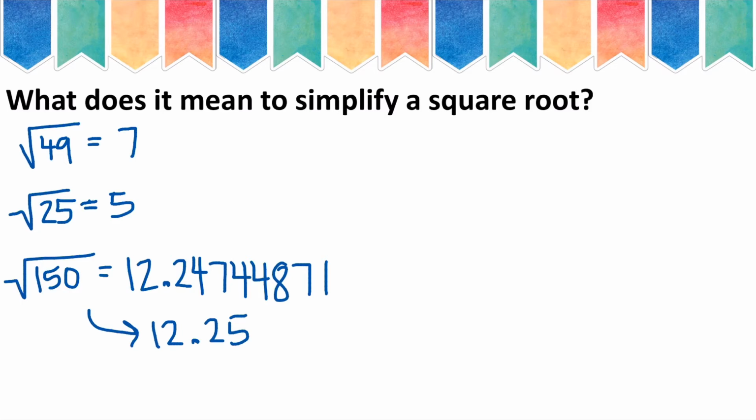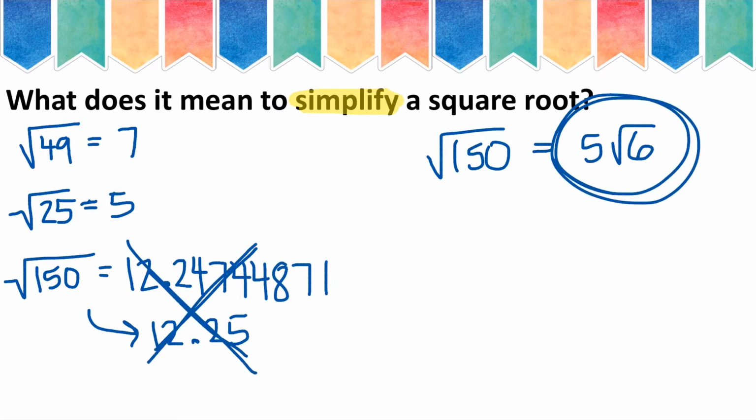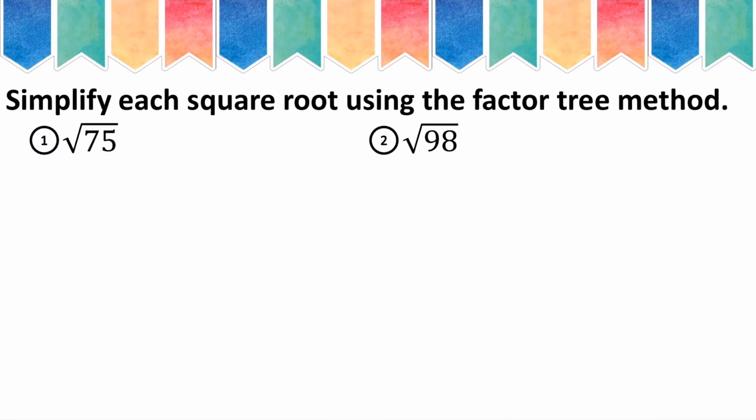So when we discuss what it means to simplify a square root, we are talking about how we can simplify without using decimals. Instead of using a decimal, the square root of 150 would become 5 square roots of 6. In today's video, we are going to learn how to simplify to create 5 square roots of 6 instead of using decimals, and we're going to do this through the factor tree method.